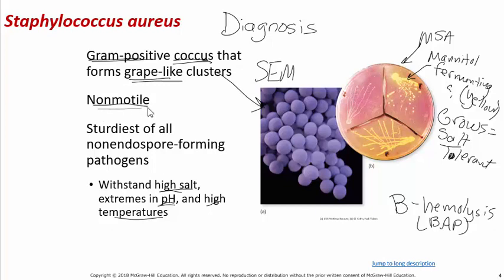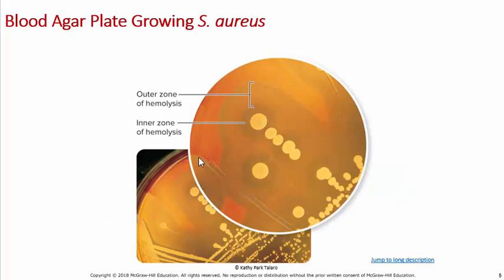It is also non-motile. So it has to find a way to get past, and that's what the exfoliative toxin is for. That's what the coagulase is for, its ability to invade. So that's a little bit about the diagnosis.